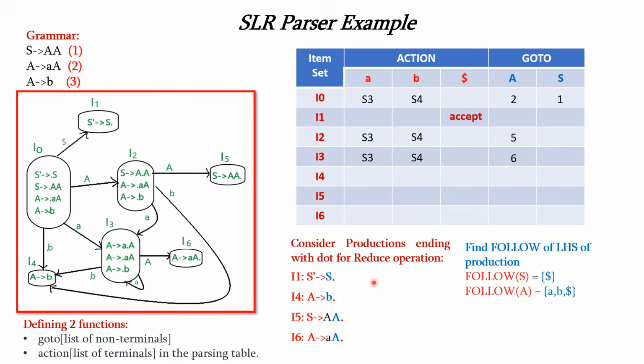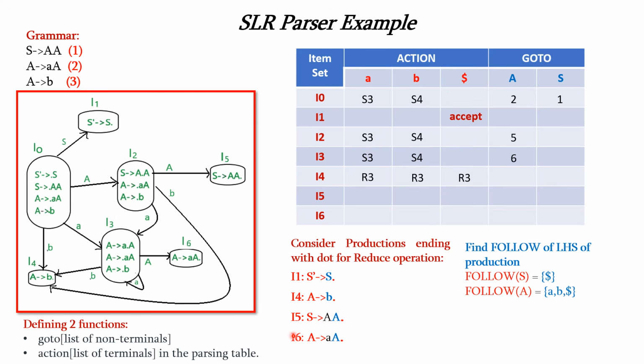Now consider 1 comma dollar, it is always accept, so we eliminate this production. So consider the item set 4, that is A tends to B dot. So what is the production number of this A tends to B dot? It is production number 3. So we have to find the follow of this LHS of the production. So that is follow of A is a, b, dollar. So in the item set 4, in the row I4, for a, b and dollar, we have to write the production number of A tends to B dot. So the production number of A tends to B dot is 3. So near I4, under the columns a, b and dollar, we write R3.